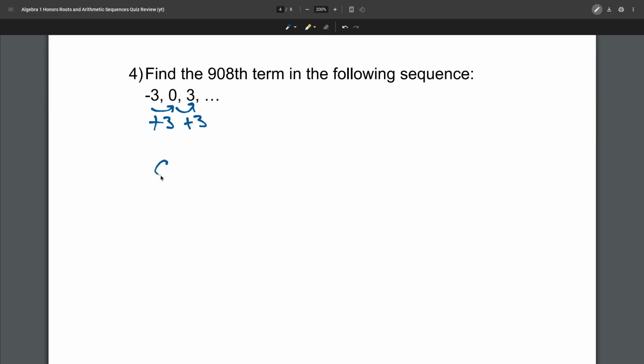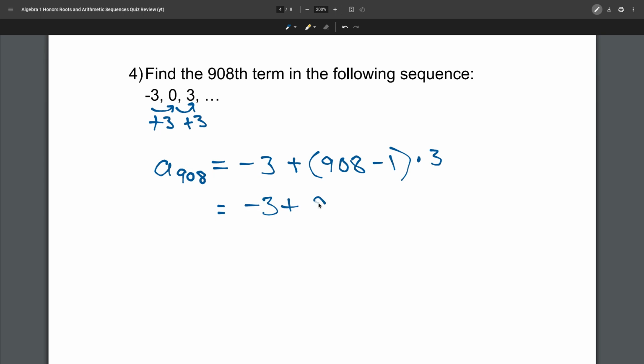So we're going to say a sub 908, so the 908th term, equals negative 3, the first term, plus we're going to add 3 907 times, so 1 less than 908. So 908 minus 1 times the amount we're adding, 3. So it's going to be negative 3 plus 907 times 3.